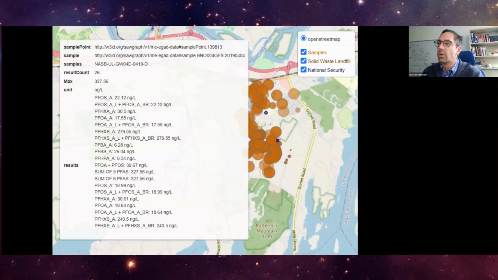Once you click on any of those sample results, you can get much more detailed information about the results from this particular location, like, for example, what chemicals have been detected. Here, PFAS is the first one, at what levels, like 22.12 nanograms per liter. And also get a summary of the number of results we have from this location and the maximum concentration. So this is just some example of the kind of information we can display. We can show much more detail if that is needed.